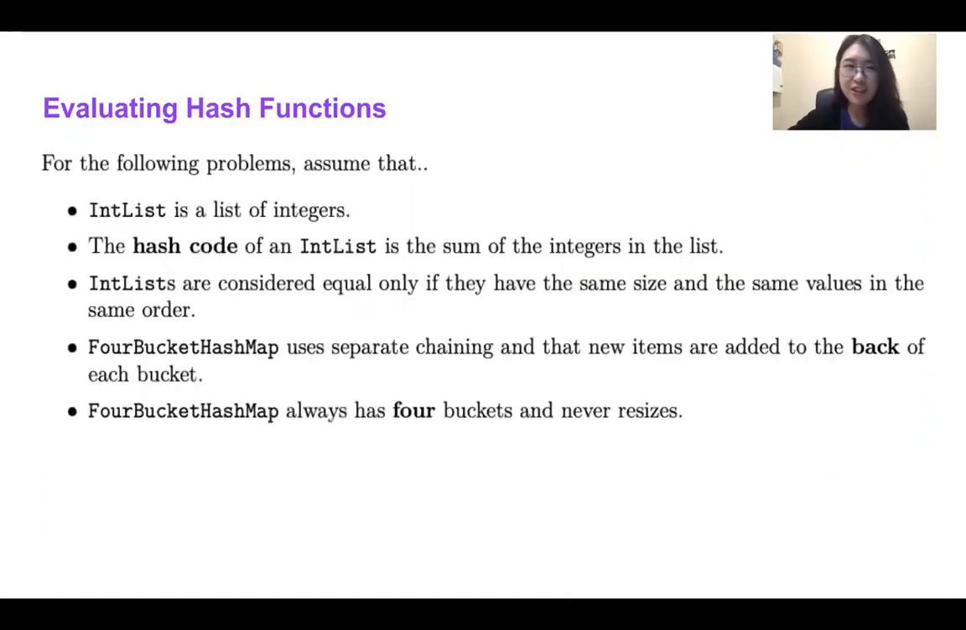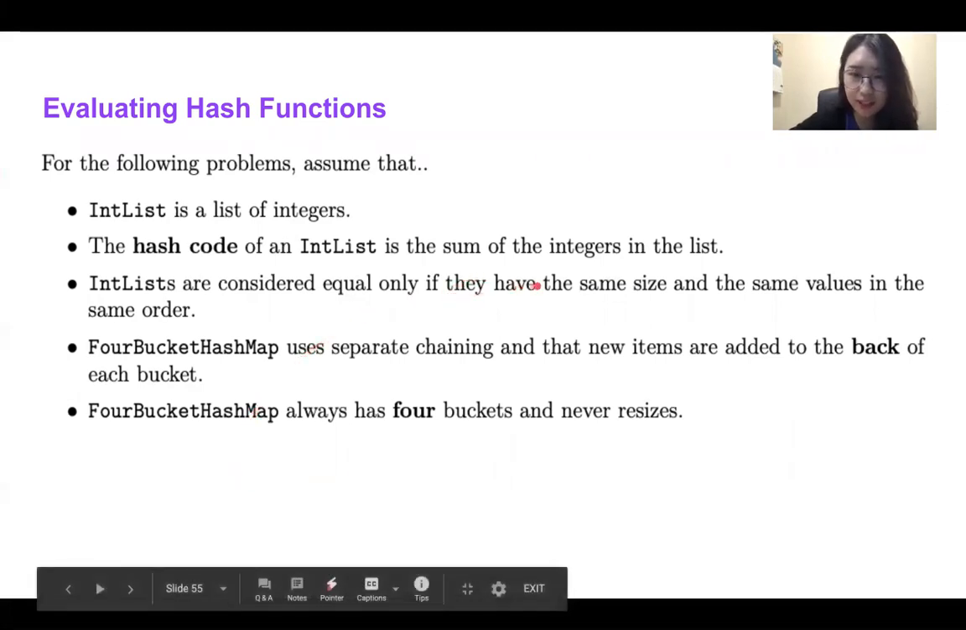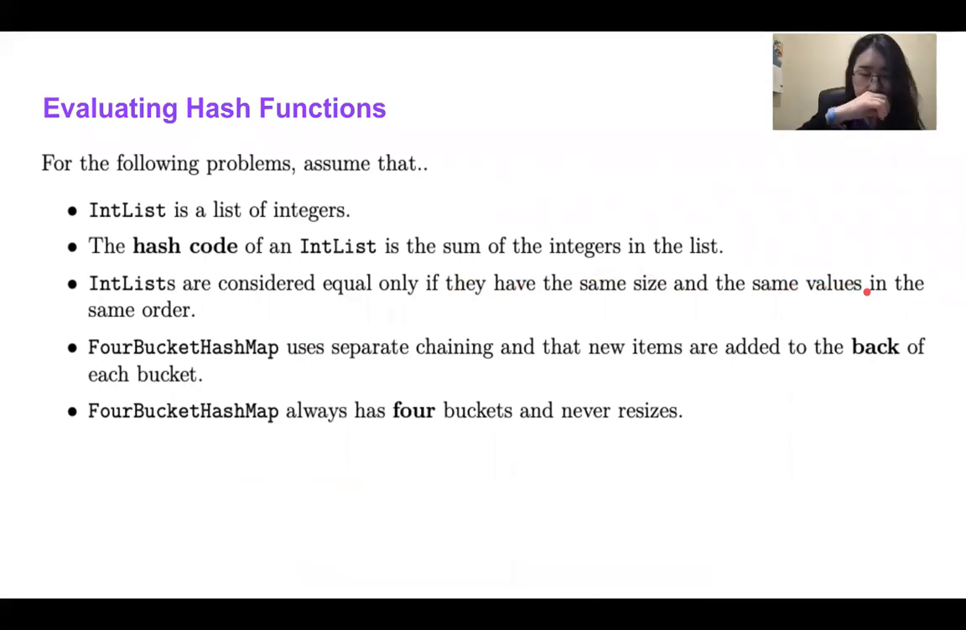So this is our question here. For the following problems, assume that int list is a list of integers and the hash code of the int list is the sum of the integers in the list. Int lists are considered equal only if they have the same size and the same values in the same order. So this is important: they must have the same size and the same values in the same order.